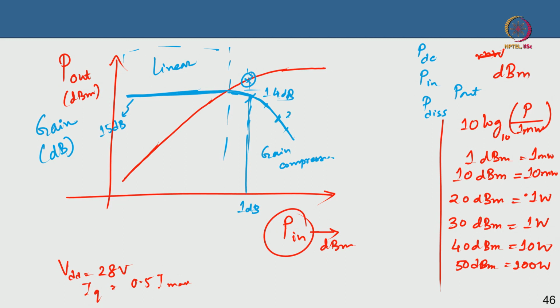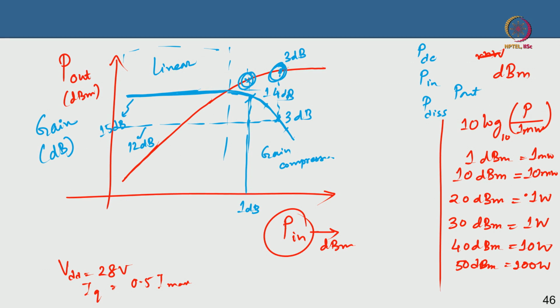This is suppose your 3 dB compression point, which means this value is 12 dB. It is 3 dB lower than that here. So you can define the power here. So this is your 3 dB compression point. Typically people use the 1 dB and 3 dB compression points to define the output power of the transistor or the amplifier. So that is your power that is defined.